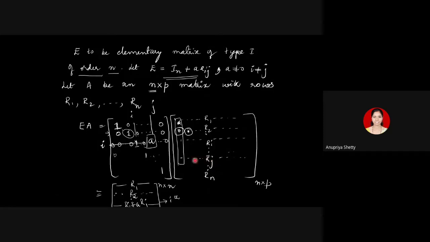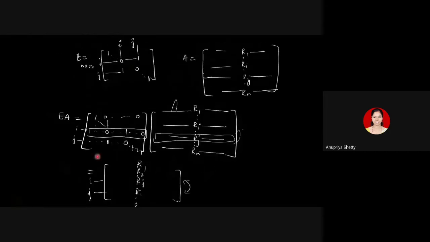Respective elementary matrix. Those pictures were not that good. So what is type 1? You take E to be an elementary matrix of type 1, say In plus A into Eij, where A is non-zero and i is not equal to j.